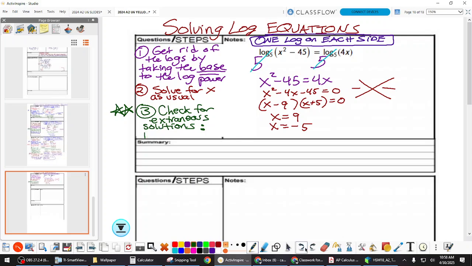So we're checking for extraneous solutions. Here's how. Check that the inside of each log is not negative. If it's negative, kick it out.